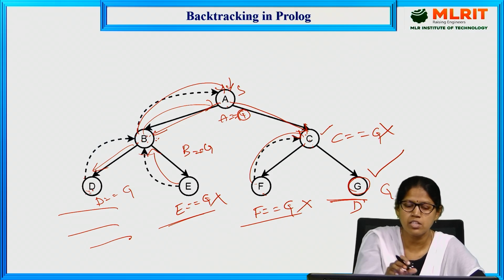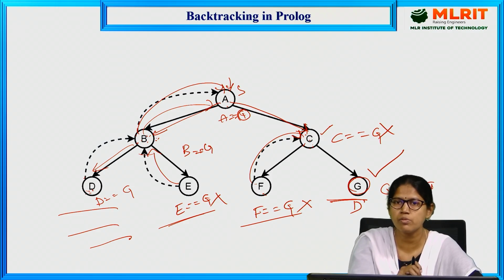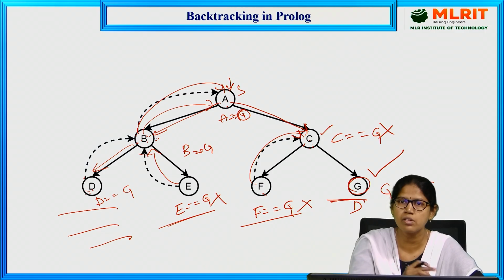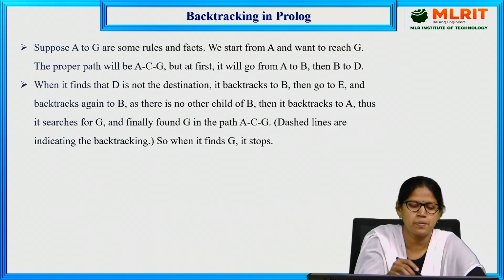First it explores the nodes one by one. For each and every node, it checks the condition whether it is a destination node or not. If it is a destination node, it stops searching. If it is not, it backtracks and explores the remaining nodes to find the destination node. So that is the explanation we have.